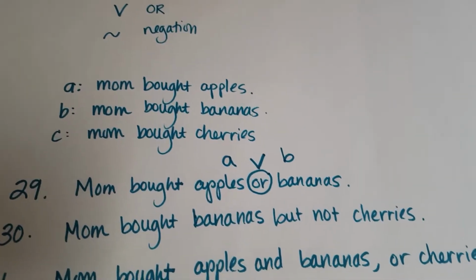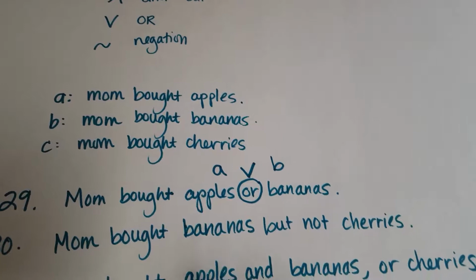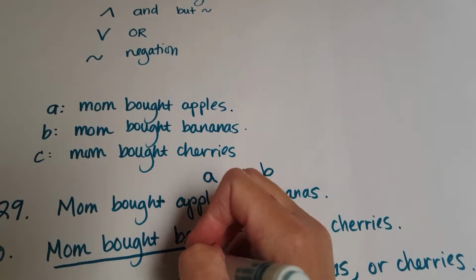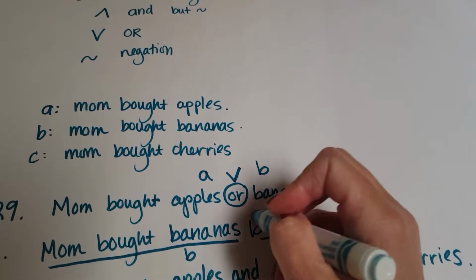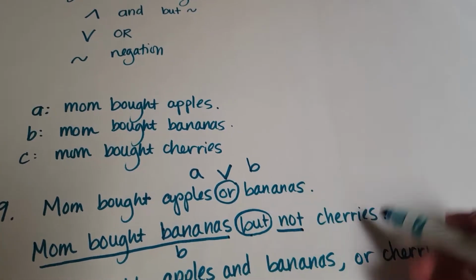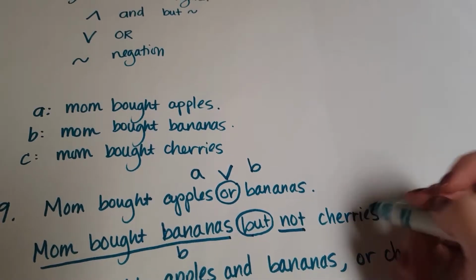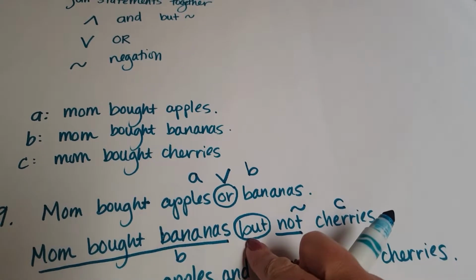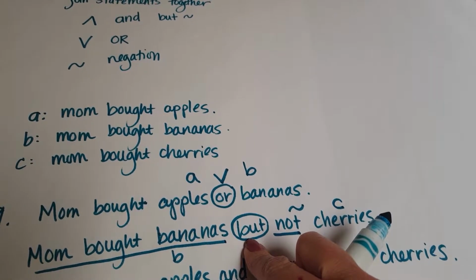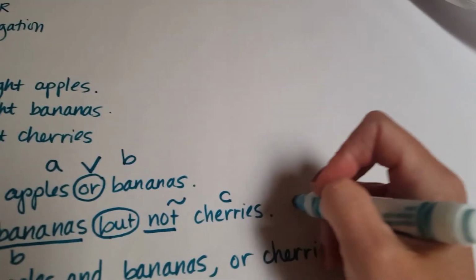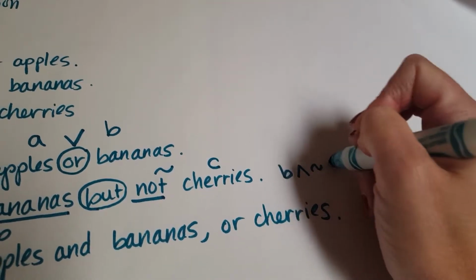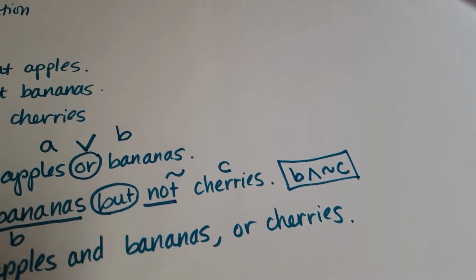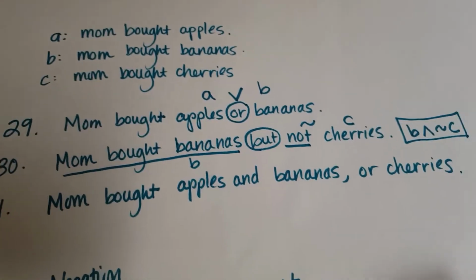Mom bought bananas, but not cherries. All right, so we've got that Mom bought bananas, so that's going to be our B. And here we have that word but paired with the not, cherries. So what that means is that we have C, but the not's actually going to be tilde C. And the but is conjunction, which is the and. So what I'm going to have here is B and not C. That is our answer. All right, let's try a trickier one that involves a comma.